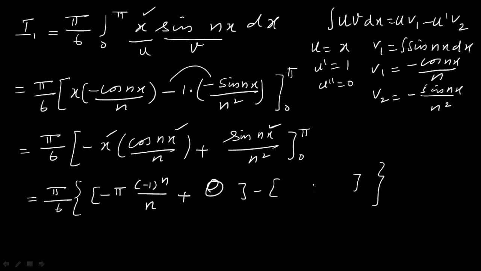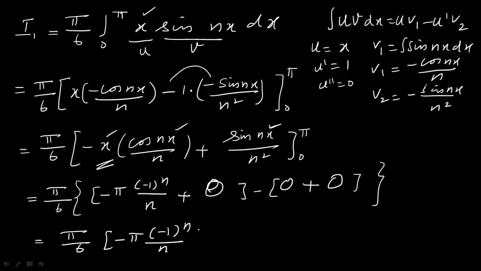Okay, minus. Coming to the lower limit, replace x by 0. If you replace x by 0, what happens? 0 into anything is 0. So the first term becomes 0. Coming to the second term, sin 0. You know the value of sin 0, that is also 0. So you have the first term alone, that is equal to pi by 6 into minus pi minus 1 whole power n divided by n.